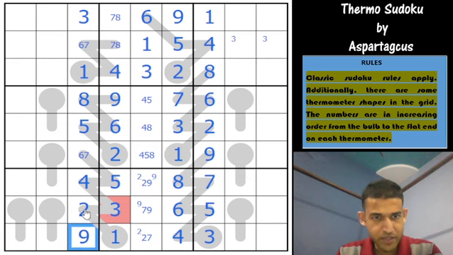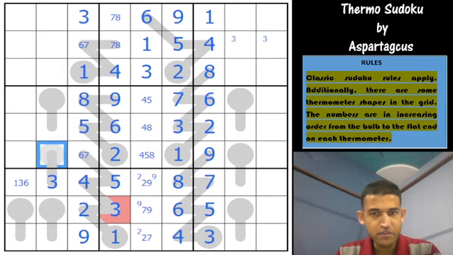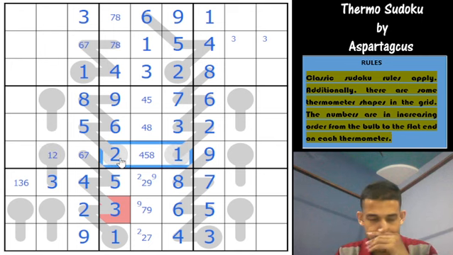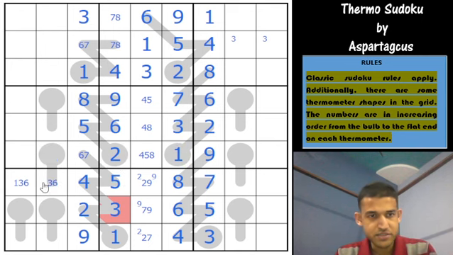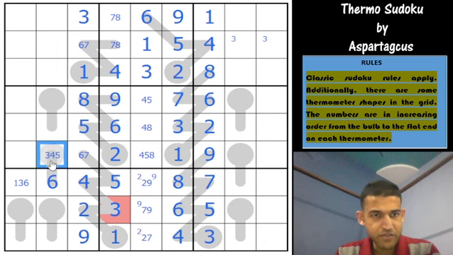So 4, 5, 7, 8 in row 7 and 2 and 9. So these two cells must be 1, 3, 6 and 1 cannot be here. So that's 3 and 6. And you also cannot have a 3 here because that means that this cell must be 1 or 2, but both are not possible. That is a 6 now. This would be 3, 4, 5. 5 is here, so that's 3, 4.